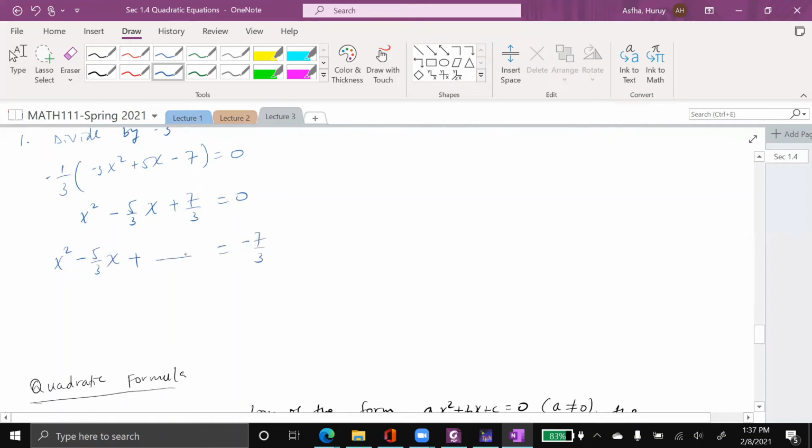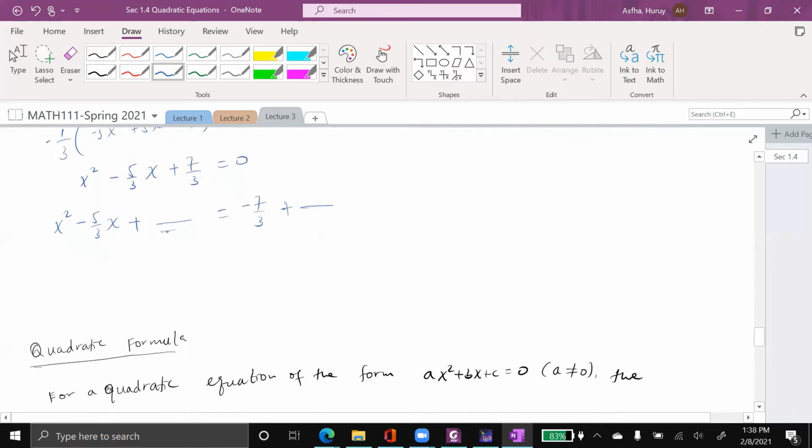Okay, so we add some number here so that this becomes a perfect square trinomial. And we add the same number that we add on the left side on this side as well. And what is that number? Well, that number is half of this number squared, right? So half of negative 5 over 3, times 1/2, is negative 5 over 6. And square this one, positive 25 over 36. So this number is this one.